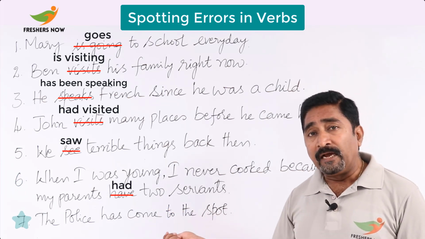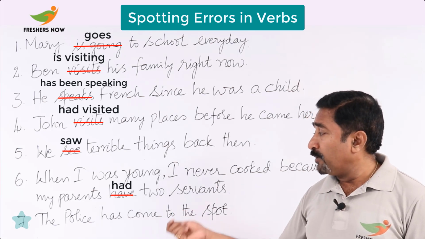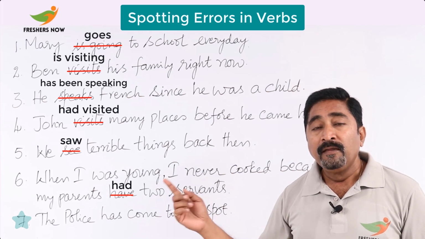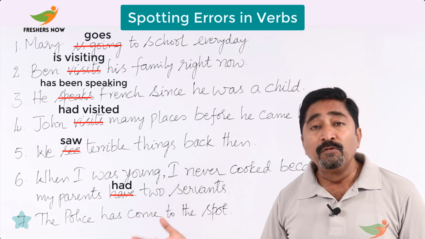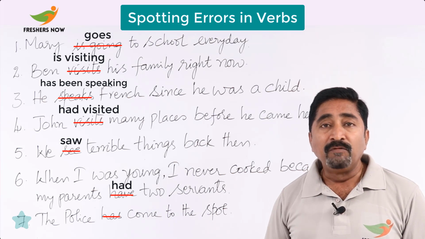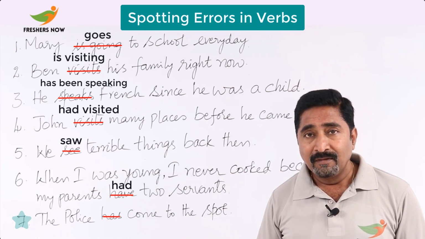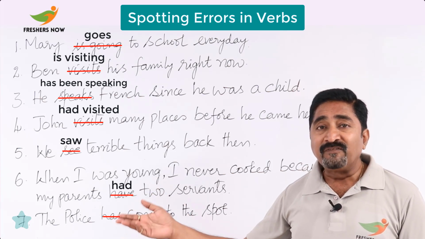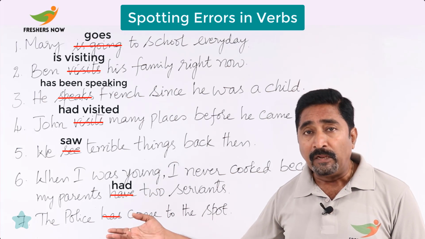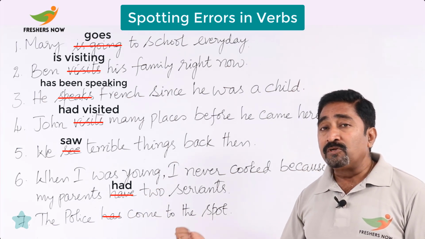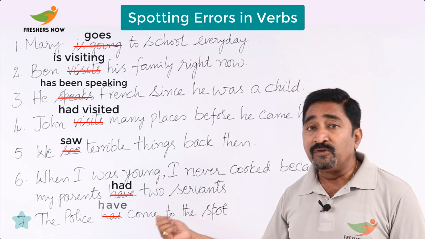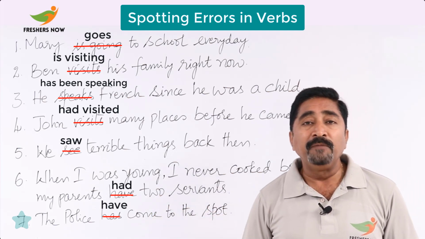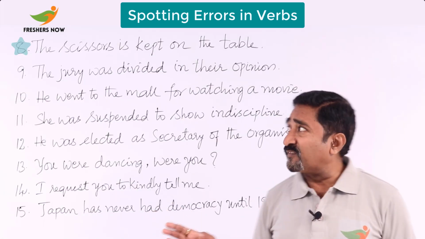Now let's see the next sentence. The police has come to the spot. Here, the refers to plural in number. There is no word polices. And so we should say that, as the definite article the stands for plural here, the verb should be changed to have. So we should say that the police have come to the spot, or say that it is a crime spot.